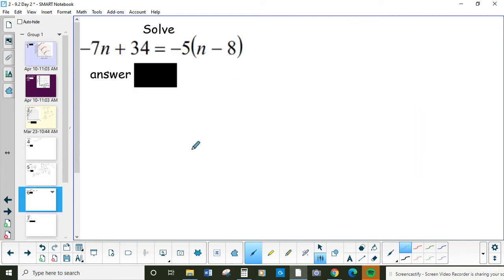You guys pause the video and try this multi-step equation.